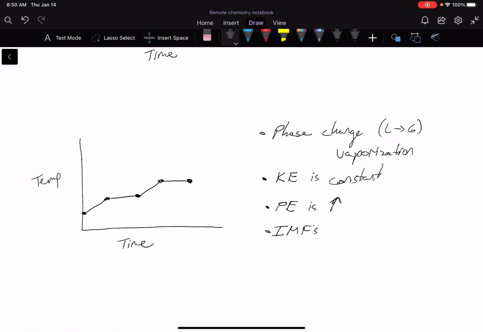Now our IMFs, or intermolecular forces, will weaken even more. And again, because temperature is not changing, we can't use our previous equation. To calculate energy here, we have to use Q equals mHV, HV meaning heat of vaporization of water. For water, HV is 2260 joules per gram. So it takes 2,260 joules to vaporize 1 gram of water.